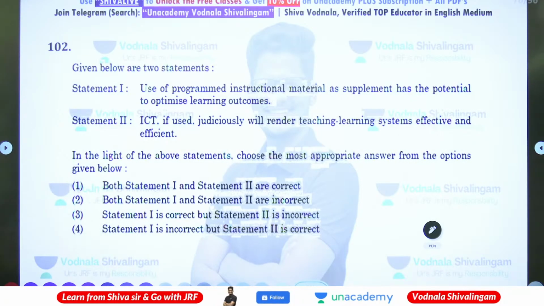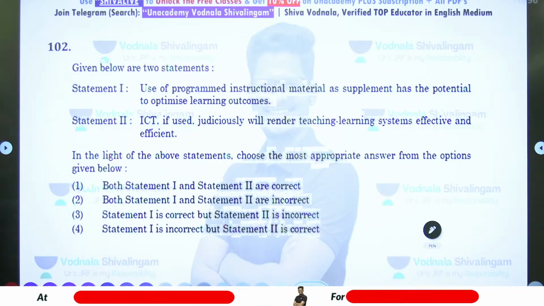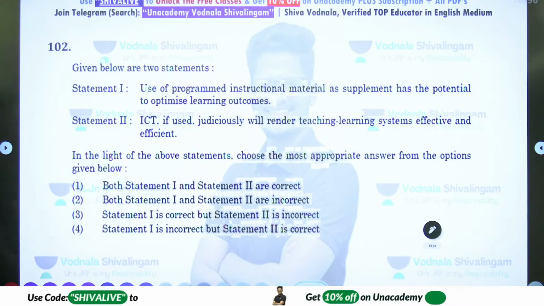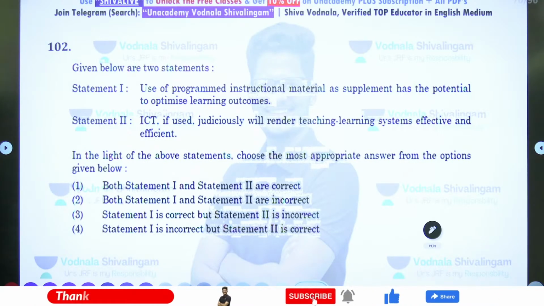That is why SSC has a board examination. If you carefully observe, class 11 and 12 also have board examinations. Use of programmed instructional material as a supplement has the potential to optimize the learning outcome, and ICT, if used judiciously, will render the teaching and learning system effective and efficient.